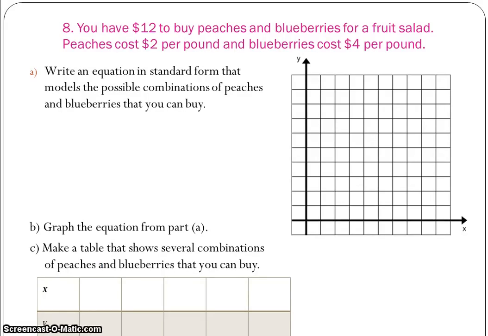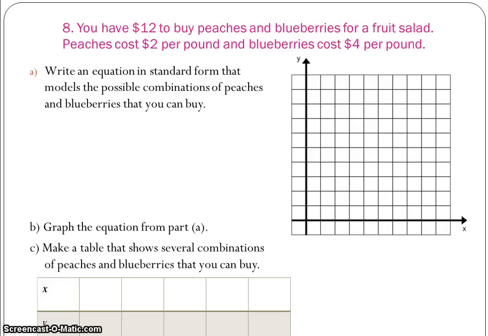Hey, Miss Hagler, you have $12 to buy peaches and blueberries for a fruit salad. Peaches cost $2 per pound, and blueberries cost $4 per pound. Write an equation in standard form that models the possible combinations of peaches and blueberries that you can buy. I love peaches and blueberries. I don't. But I don't know how many we're going to buy of each.